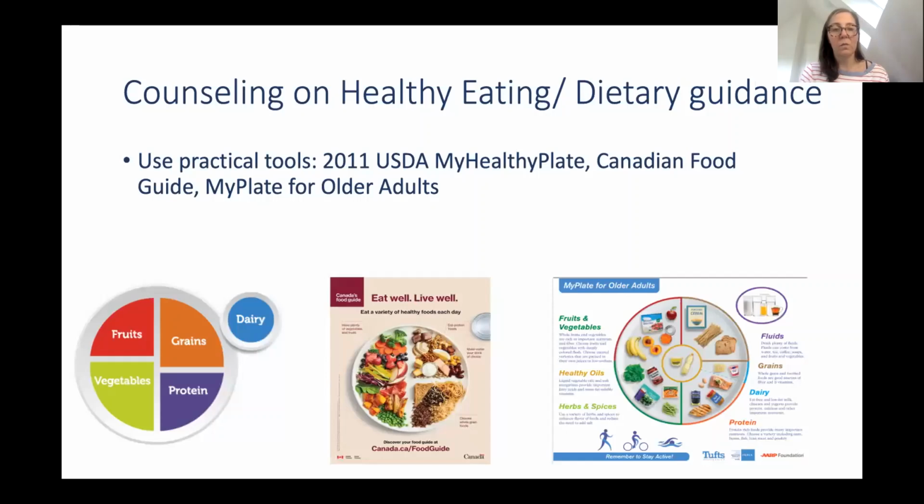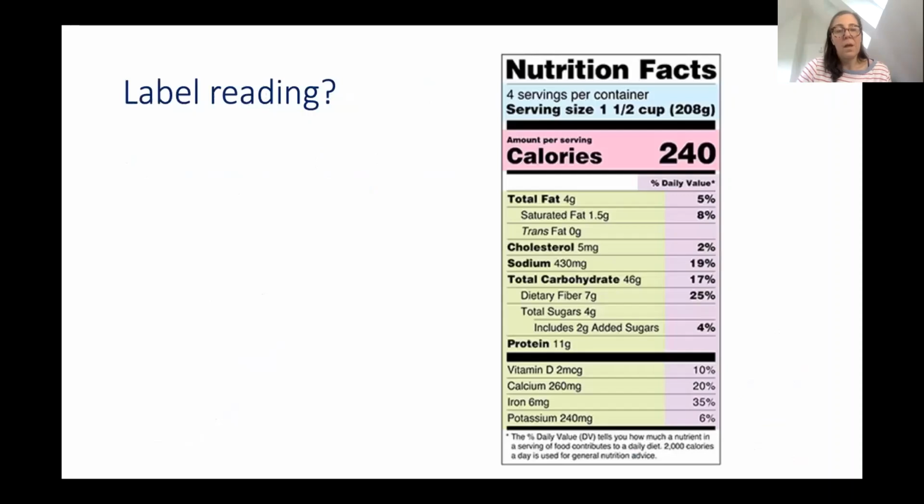In clinic, I use very simple tools like My Healthy Plate, the Canadian Guide, My Plate for Older Adults, which is out of Tufts School of Nutrition. And they're simple, but they work. Label reading is hard for older adults. I don't talk about it very often. I do sometimes talk about it when I'm talking specifically about sodium or added sugar, and to help people who are very detail oriented. So it really depends on the person, but it can help so they get an idea of what they're eating.